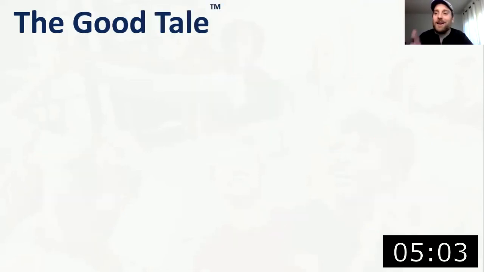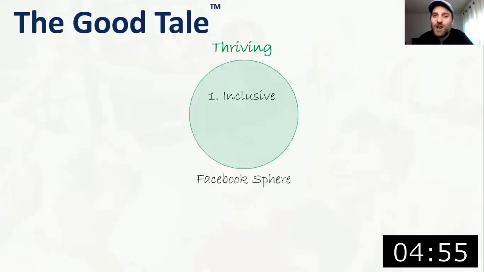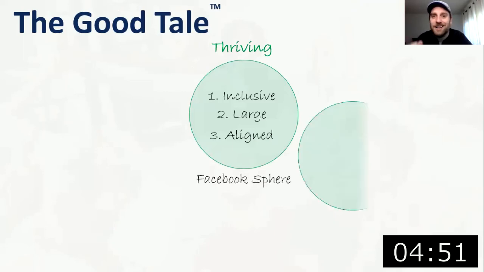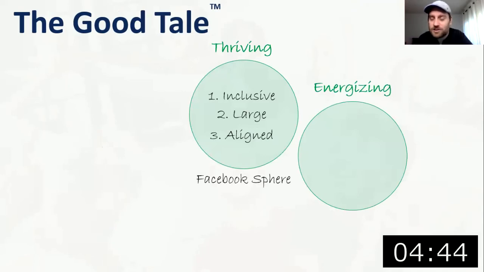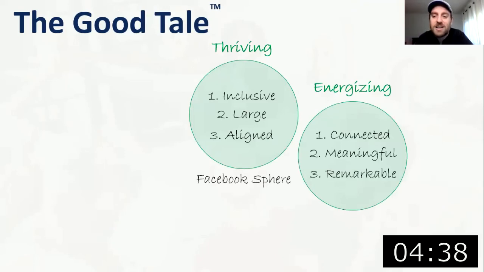But it doesn't have to be that way, because of the good tail. Remember the two tails of three spheres. The good tail looks like this: your Facebook sphere is thriving. It's full of people, large groups of people who all belong together, and it's aligned with your business. They're people that you could use, who would use you, to refer you and use your services as a realtor. It's energizing. You feel like it's a connected place. It's meaningful, having great conversations, and other people are talking about how great it is.